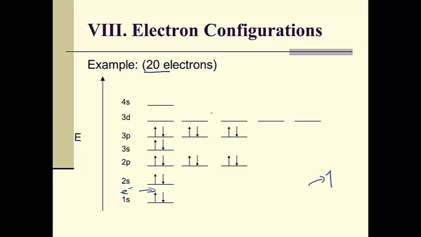Okay. Then we've got 2 more left because we need 20. So 1 should go here and 1 should go there. Okay. So this will be the configuration of the electrons in the calcium atom, showing what orbitals they're occupying.